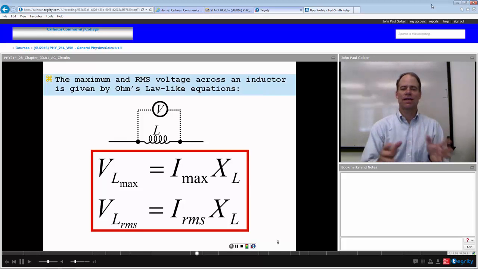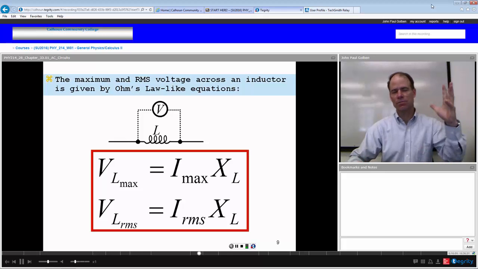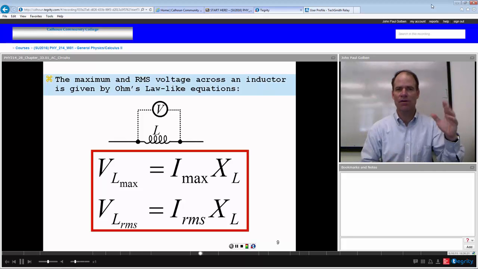But the current and the voltage happen at different times. We know from chapter 32 that when we first close a switch in a DC circuit, the voltage appears on the inductor because the current is changing rapidly at that moment. And the current hasn't even begun to flow. So the voltage across the inductor comes before the current in the circuit. And in this case, there's going to be a 90-degree phase relationship between the two.